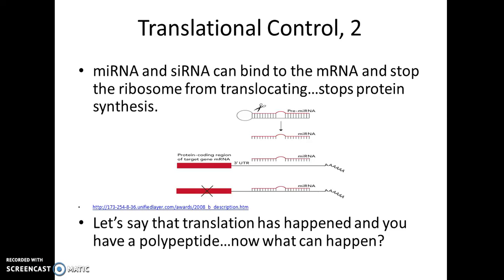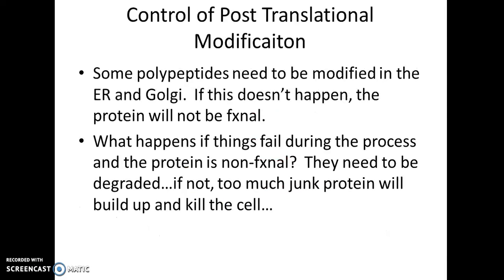All right, so let's say we have transcription. We have production of mRNA. We have mRNA in the cytoplasm. It's not being degraded quickly. We have the initiation factors working. No miRNA or siRNA. And we have translation. We now have a polypeptide. What else can happen? Well, that polypeptide might need to be modified. If it needs to be modified, it needs to be modified in the endoplasmic reticulum or the Golgi complex. If a modification does not happen, the protein will not be functional.